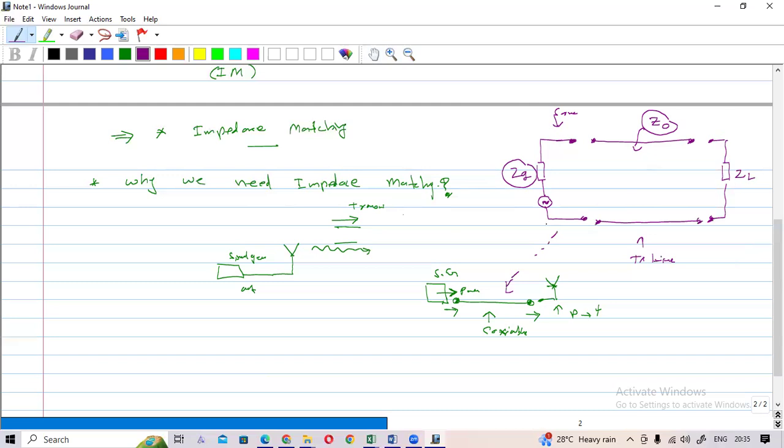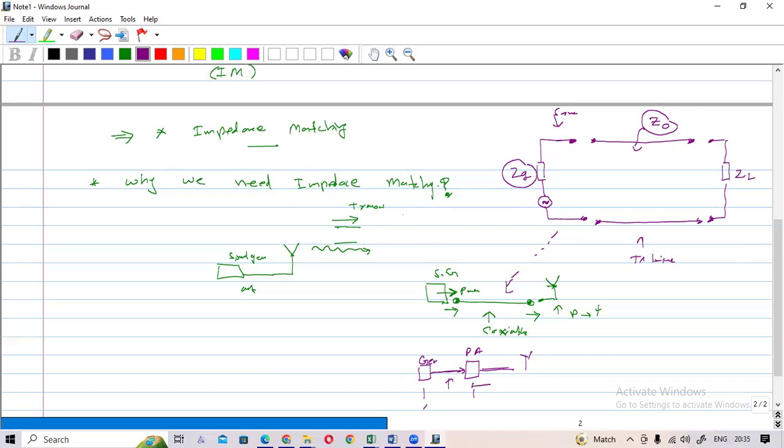So maybe in practice this is not a generator itself. For example, that may be a power amplifier, and the power amplifier gives a signal. So the generator gives a signal to the power amplifier. If you consider this part, the signal generator is the generator, and the load is the power amplifier. This is the transmission line. Then the power amplifier will amplify the signal and feed it to the antenna.